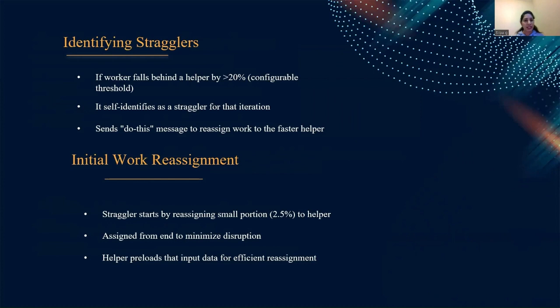And the next one, identifying stragglers. If a worker falls behind a helper by greater than 20%, I mean, stragglers initiate the reassignment process by redistributing a smaller portion, typically set to 20%. When a worker identifies itself as a straggler for a particular iteration, it sends a do-this message to request work reassignment to a faster helper.